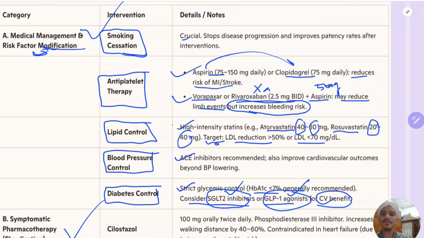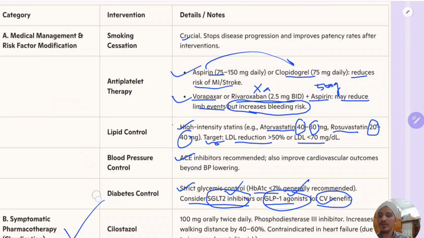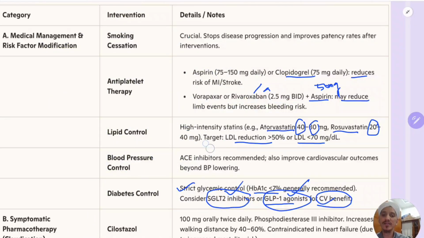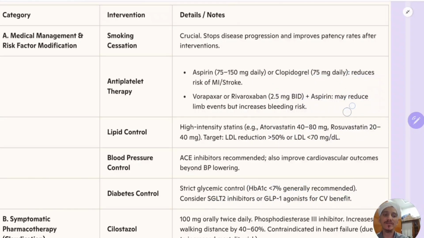Okay, so that's about modifying the risk factors. First you modify the risk factors. For example, a patient coming with coronary artery disease, how do you manage the risk factors? In the same way, manage them here also.